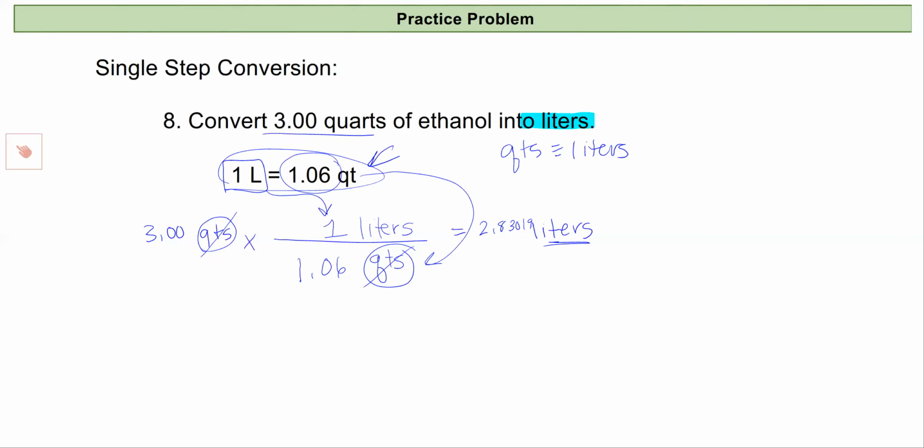My initial piece of information that was given to me was 3.00. That's 3 significant figures, right? My conversion factors are exact. So if I have 3 sig figs to start out with, I'm going to report 3 sig figs in my final answer. So that'll be 2.83 liters.